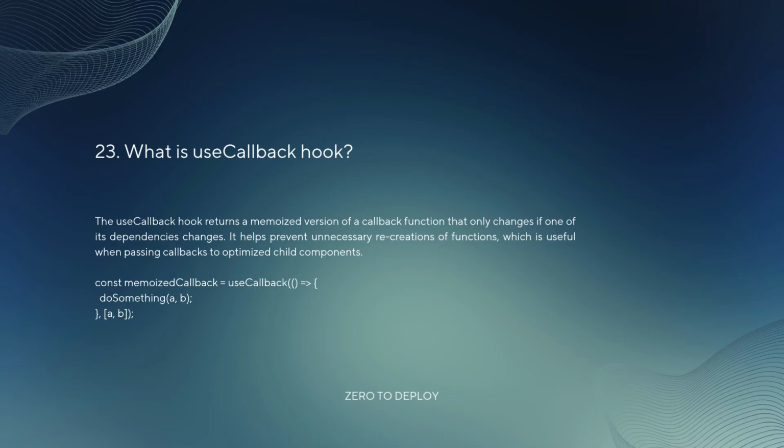What is the use of the useCallback hook? The useCallback hook returns a memoized version of a callback function that only changes if one of its dependencies changes. It helps prevent unnecessary recreation of functions, which is useful when passing callbacks to optimized child components.